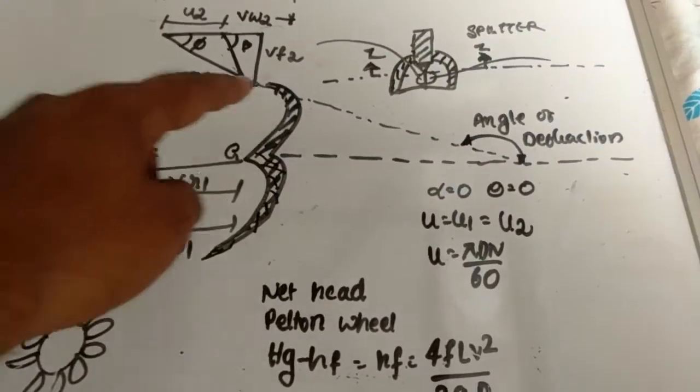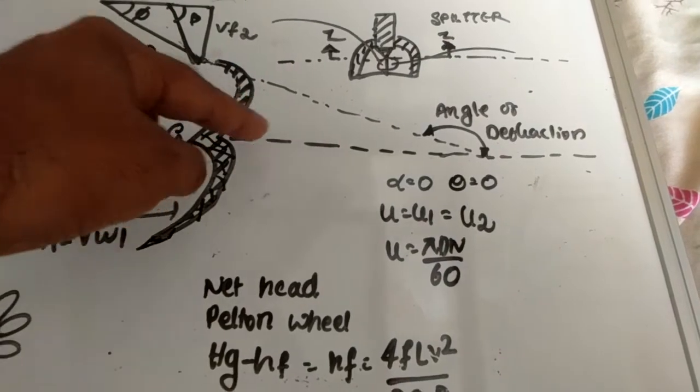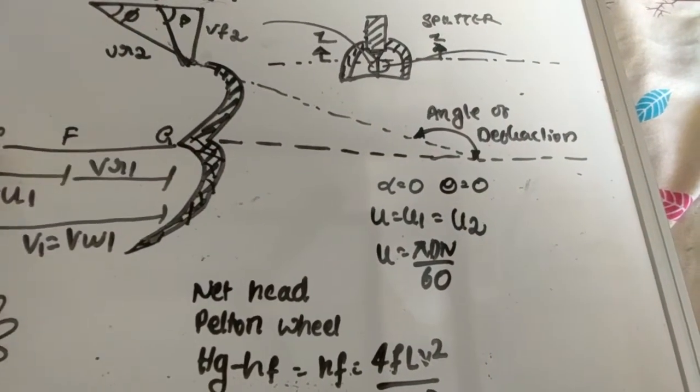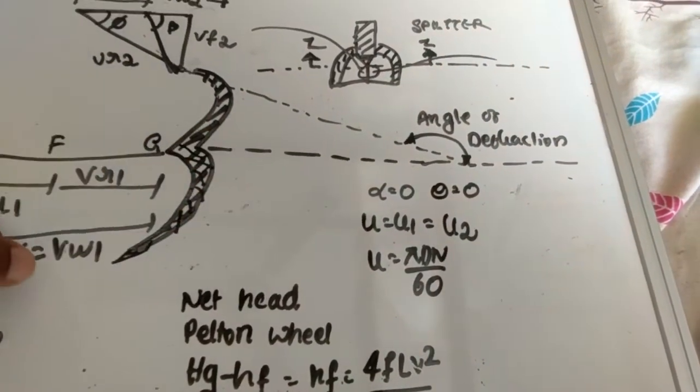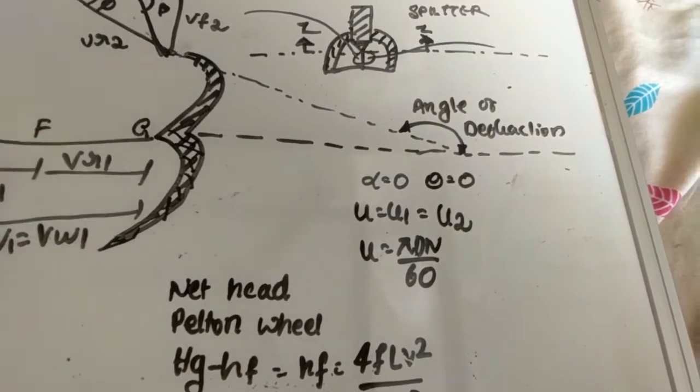how we can make velocity triangles. Here this is one Pelton wheel bucket. Here the jet strikes the center of this bucket. Just imagine the jet strikes the center of the bucket. In the previous video the jet struck tangentially, but here the jet strikes the center of the bucket.